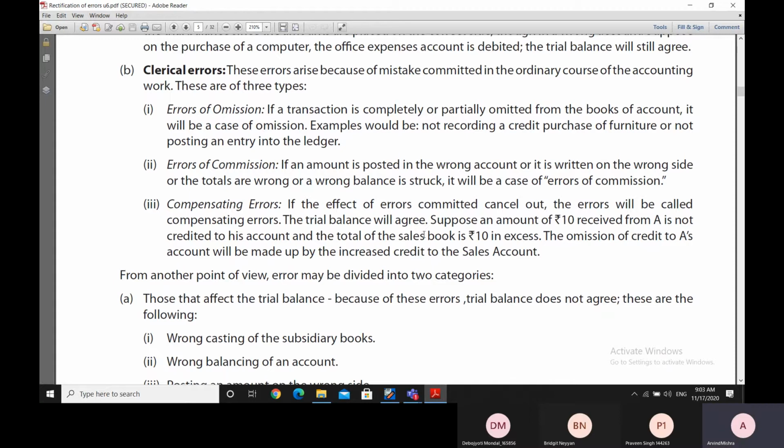Then, of course, there are compensating errors, and if the effect of the errors cancel out, the errors will be called compensating errors. The trial balance will agree in the case of compensating errors. Let us say an amount of rupees 10 is received from A, and it is not credited to his account. And therefore, the total of the sales book is 10 rupees in excess.